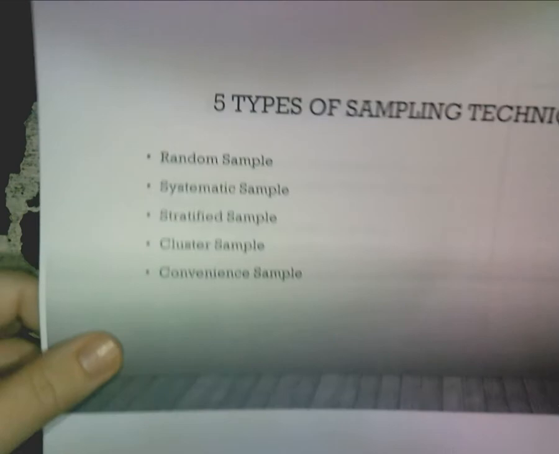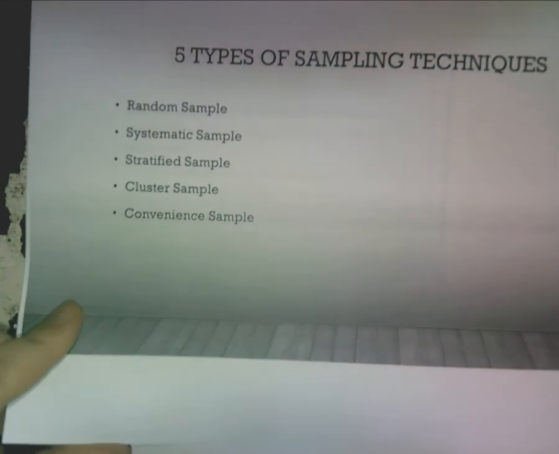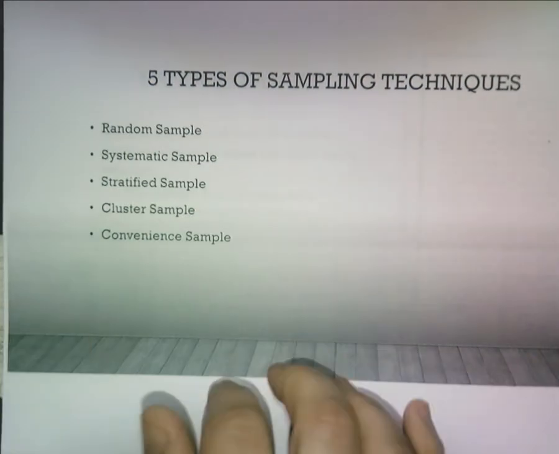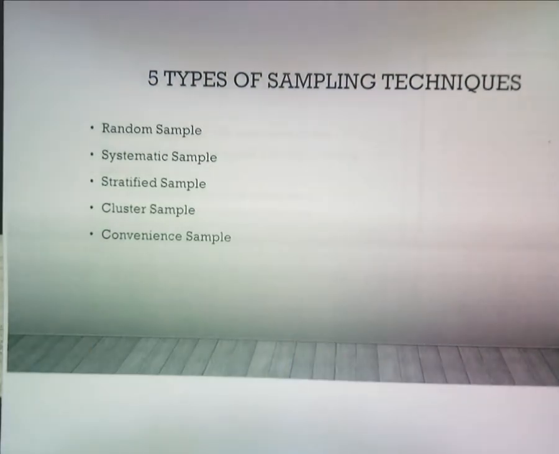get through it. There are 5 types of sampling techniques, and we're going to go through each one of these 5 types. There is random sample, systematic sample, stratified sample, cluster, and convenience. Random, systematic, stratified, cluster, convenience. Okay.